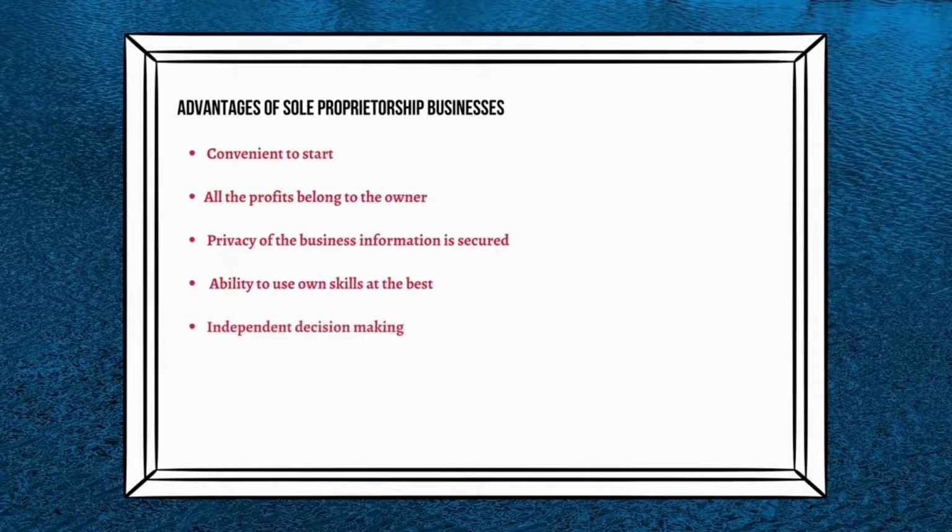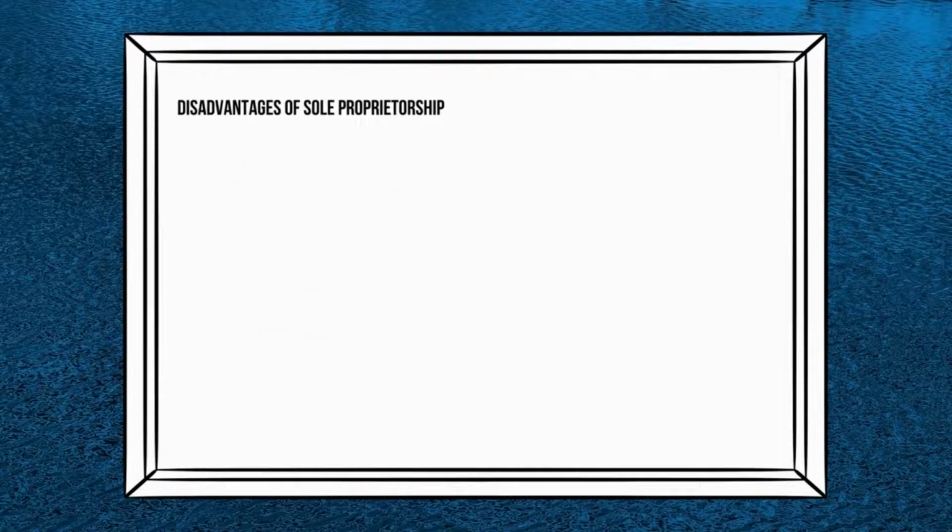Independent decision-making. The owner can take decisions quickly, since all the decisions regarding the business are taken by its owner himself. Now let's see what are the disadvantages of sole proprietorship. Sole proprietorships have following main disadvantages compared to other business organizations. Unlimited liability of the owner.